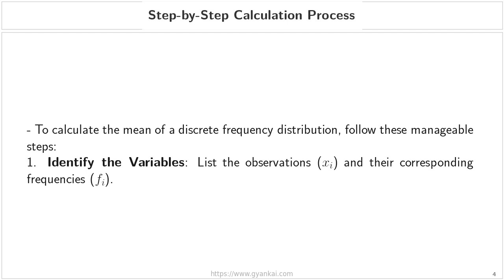First, you need to identify the variables. This simply means looking at your data table and clearly listing your observations, which we call x sub i, and their corresponding frequencies, which we call f sub i.